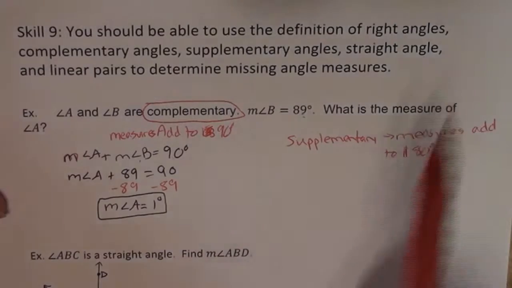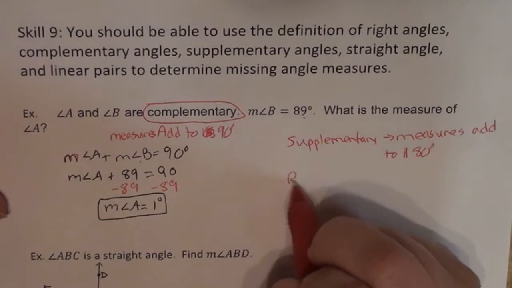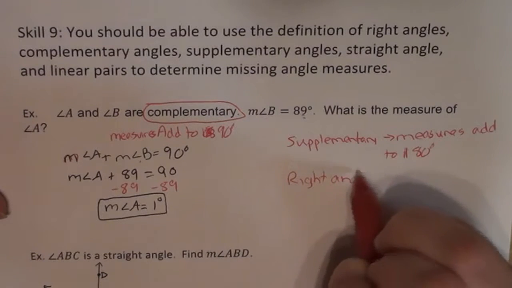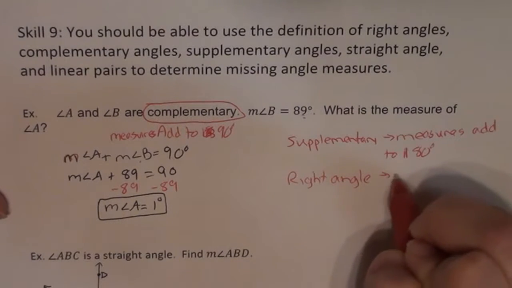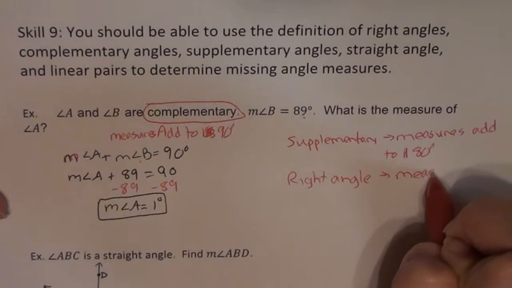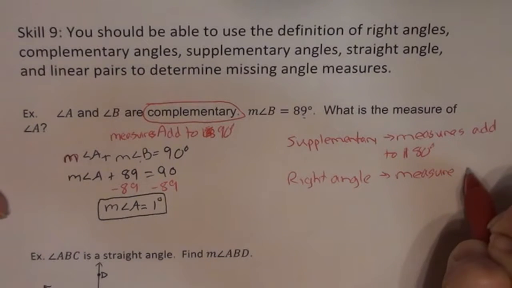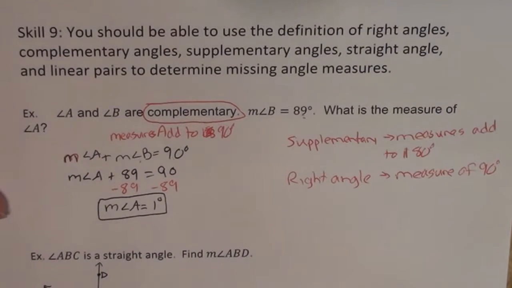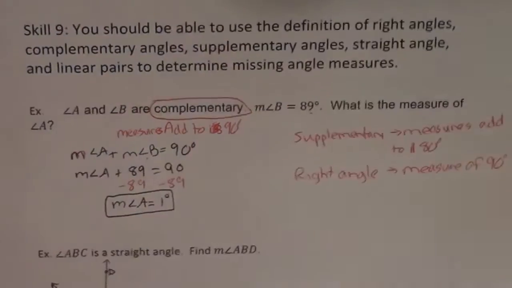Some more of the vocab here. A right angle. A right angle has a measure of 90 degrees. 90 degrees for right angles. Now, the next example.